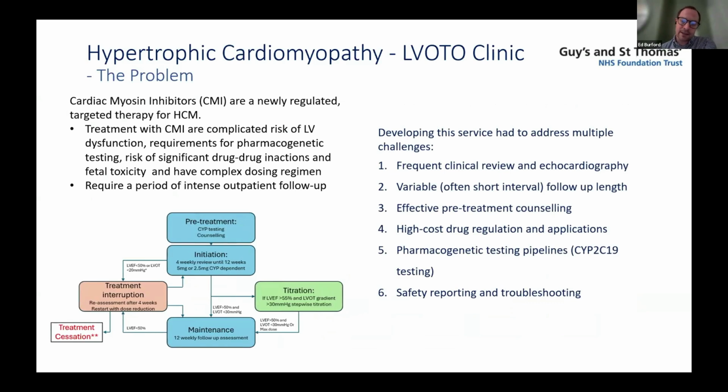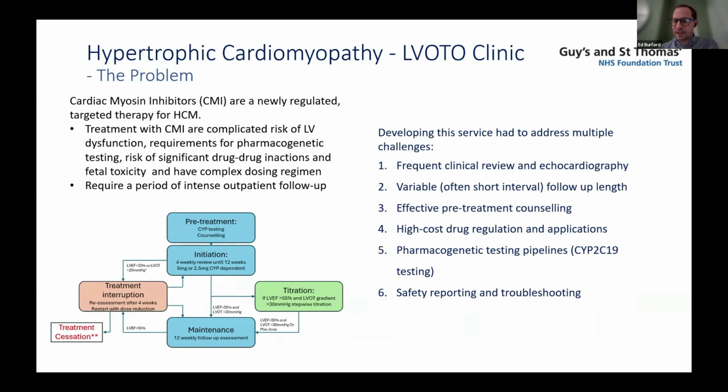So the challenges that we came across: they require frequent clinical review together with echocardiography. The follow-up period for these patients is variable. It can be anywhere from 4 weeks now up to 6 months. So there needs to be some flexibility and resilience in the pathway that you design.